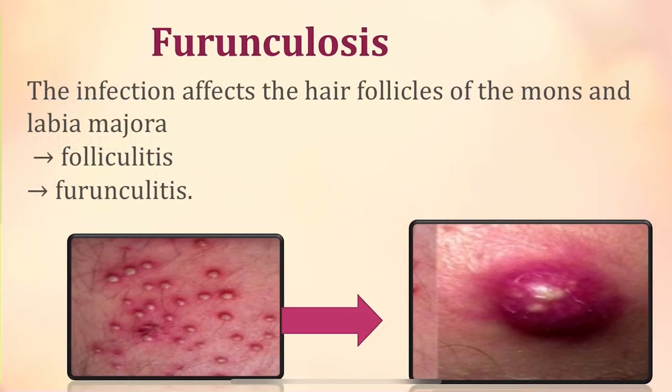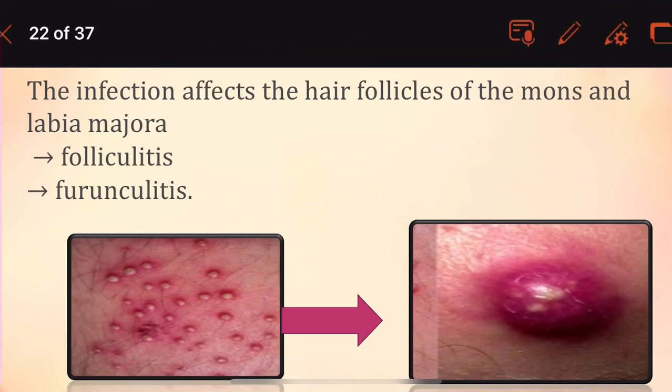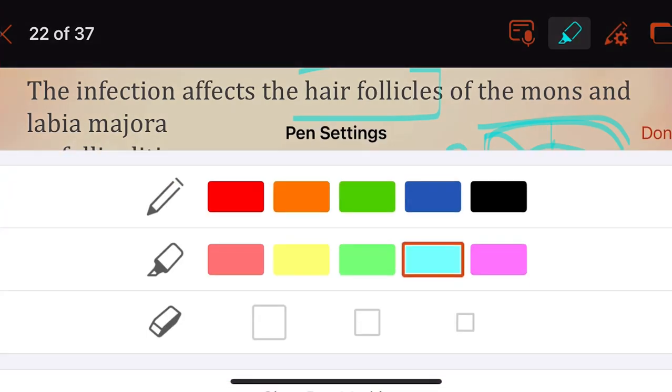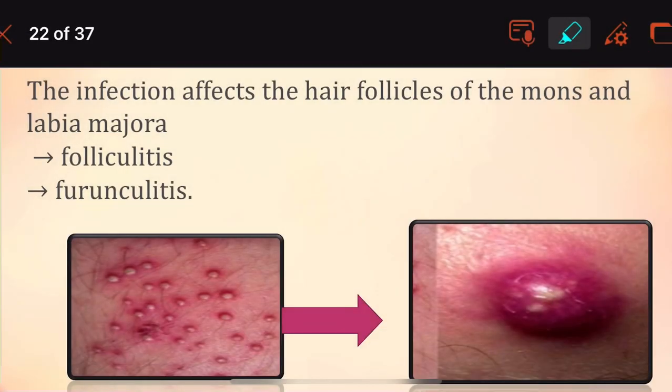Then they're talking about furunculosis. Furunculosis is the affection of the hair follicle. So guys, you can see the hair follicles being affected in furunculosis, the hair follicles of the mons pubis. So we saw the picture, the mons pubis and the labia majora. The hairs which are present on the labia majora and the mons pubis are going to be affected in furunculosis.